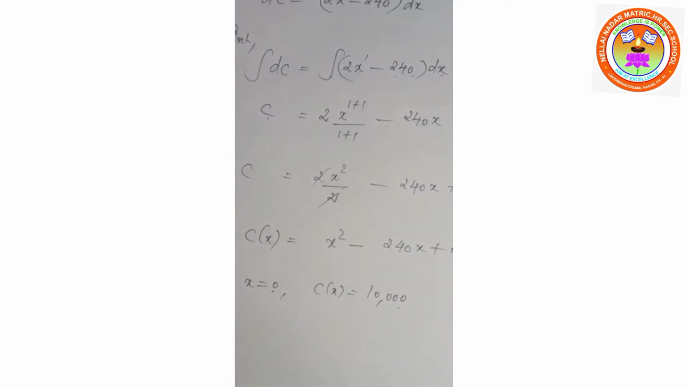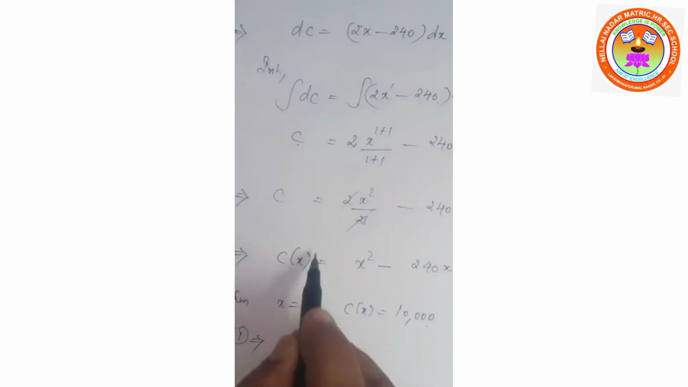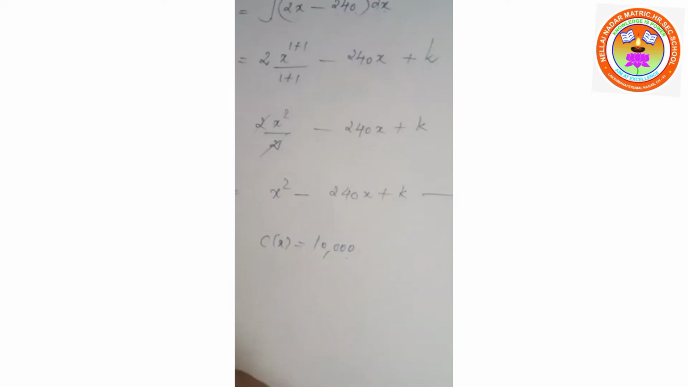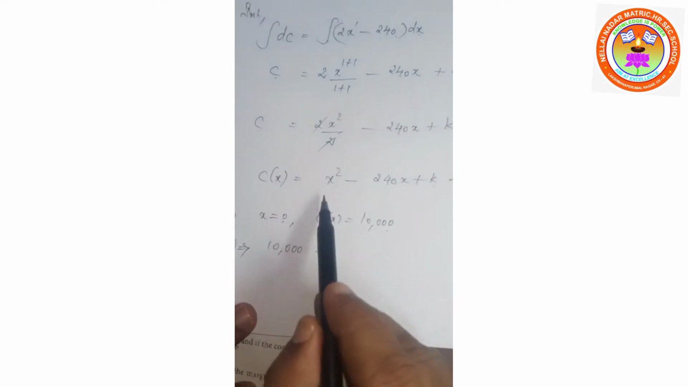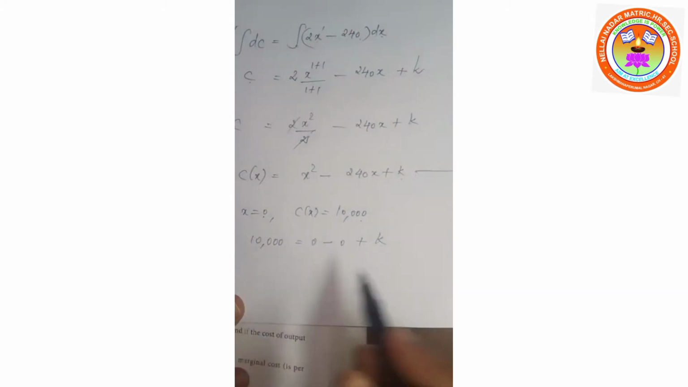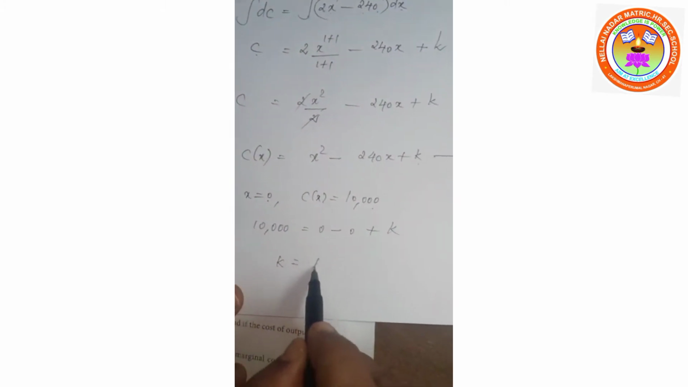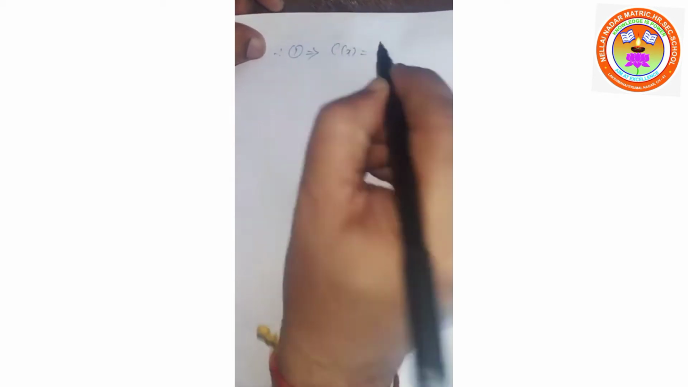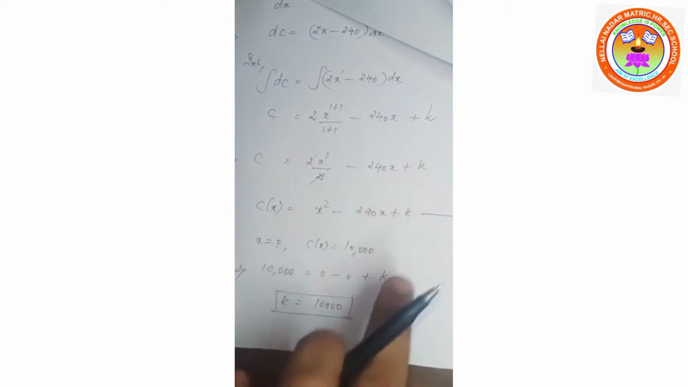So substitute in equation number 1. So equation 1 implies what is in the left hand side, c of x, that can be replaced by 10,000 rupees, equals replace x by 0, 0 square 0 minus 240 into 0, 0 plus k. So k that is equal to 10,000. Substitute the value of k in equation number 1. Therefore equation 1 implies c of x equals x squared minus 240x plus k value 10,000. So x squared minus 240x plus 10,000.